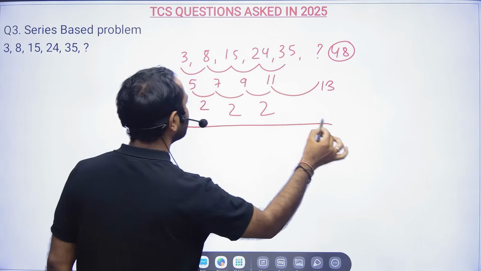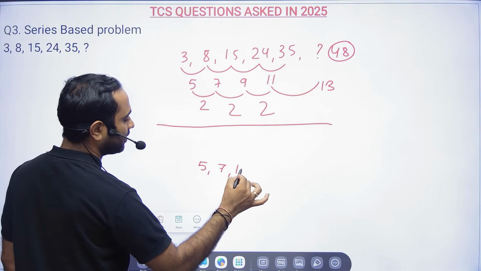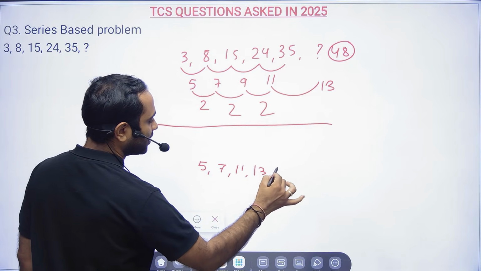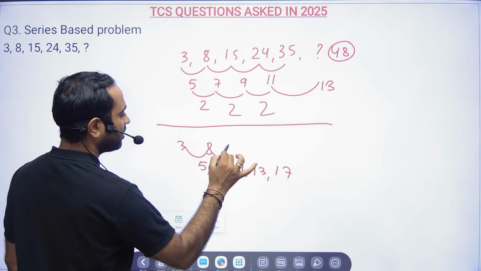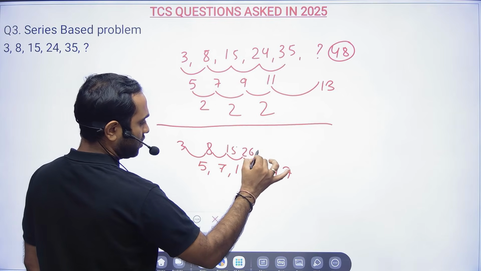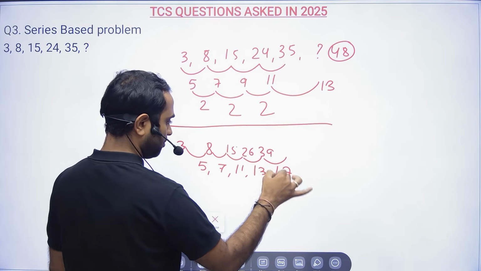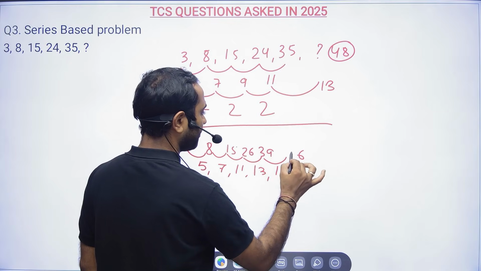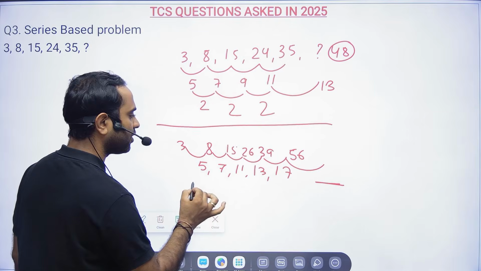Friends, many times the differences will be prime numbers like 5, 7, 11, 13, 17. Like numbers: 3 plus 5 will be 8, 8 plus 7 will be 15, 15 plus 11 will be 26, 26 plus 13 will be 39, 39 plus 17 will be 56, right? And then what is the next number? Many students will be confused.